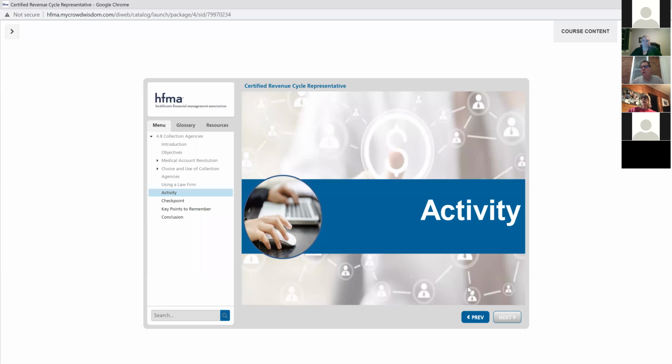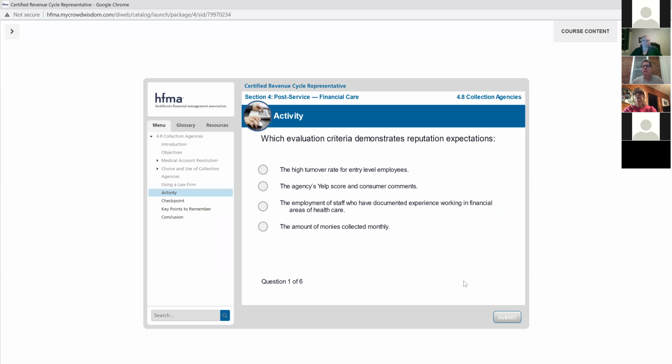And then we have our activity. There are 6 questions. We can go to them very quickly. Which evaluation criteria demonstrates reputation expectations? Employment of staff who have documented experience. And there's no way to get through this fast. Agency fees are the cost of the provider for collection agencies, monies offset by the return on bad debt.